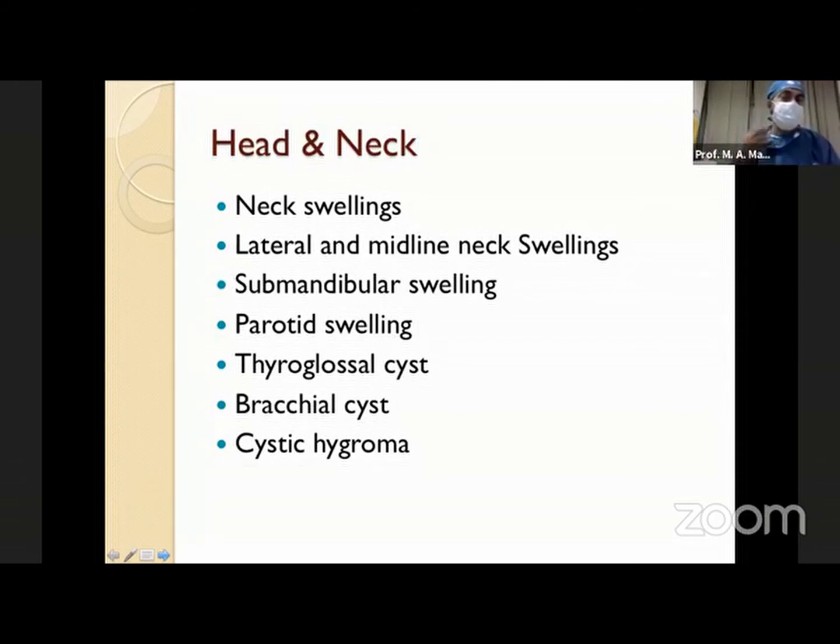Now, regarding this sialolithiasis, what is the treatment? Treatment is, if it is a stone in the submandibular duct, we can take it out perorally. But if the stone is within the gland, we usually excise the submandibular gland.